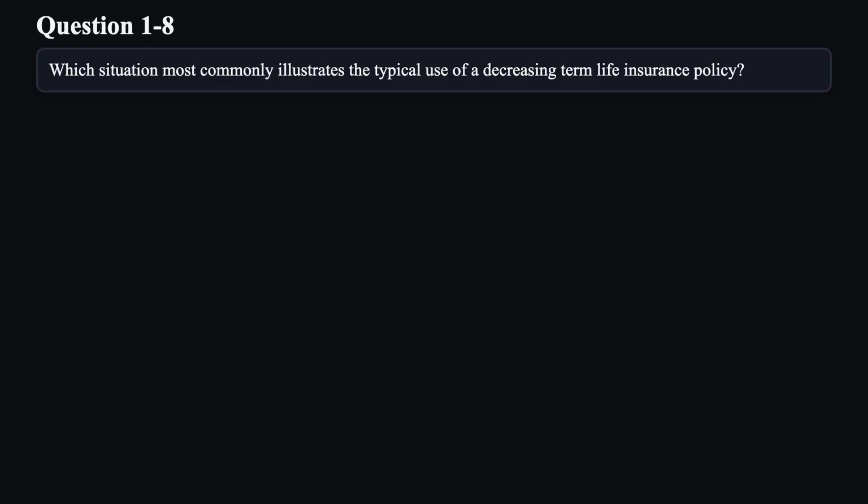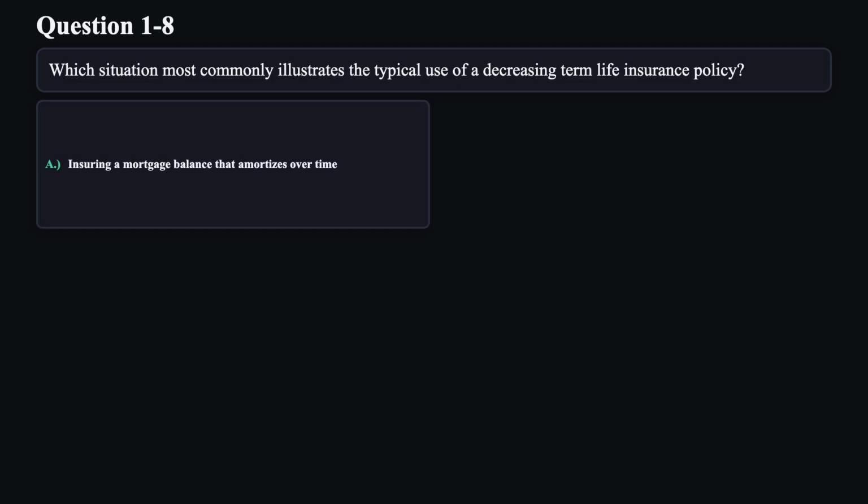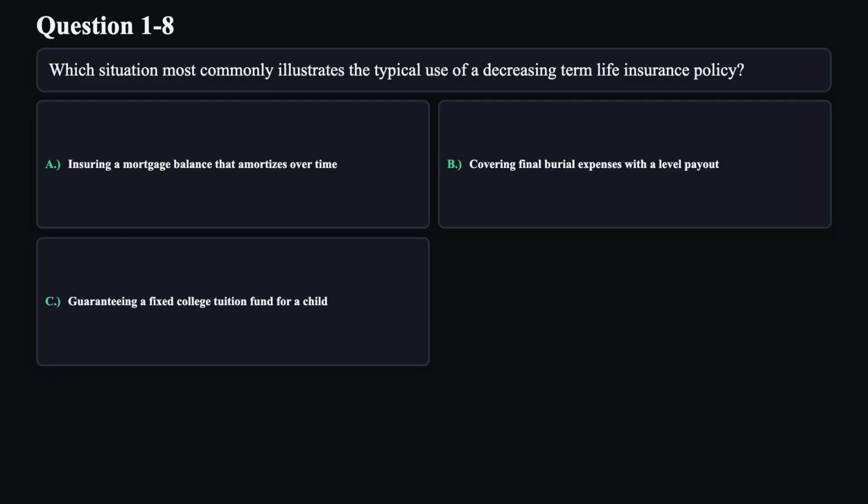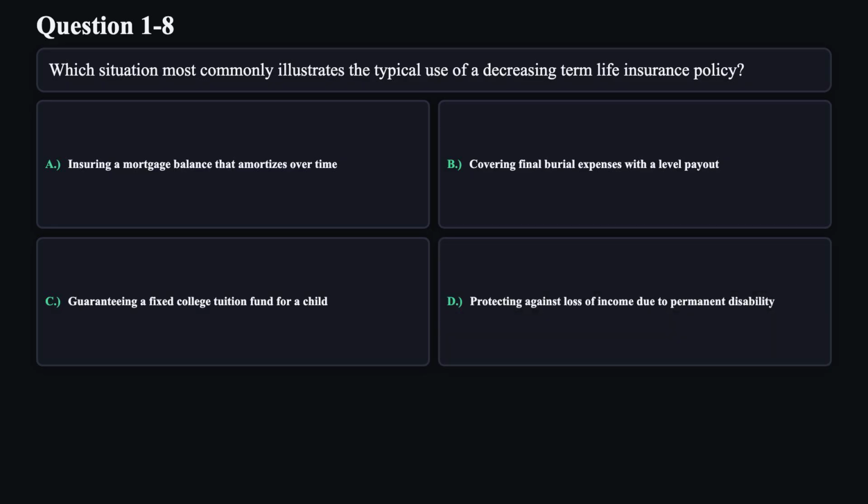Question 8. Which situation most commonly illustrates the typical use of a decreasing term life insurance policy? A. Insuring a mortgage balance that amortizes over time. B. Covering final burial expenses with a level payout. C. Guaranteeing a fixed college tuition fund for a child. D. Protecting against loss of income due to permanent disability.